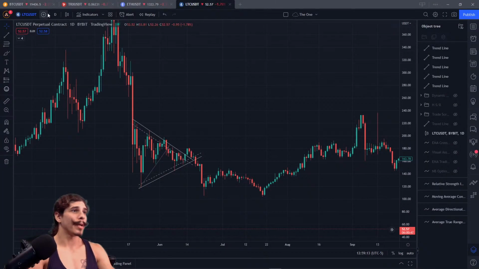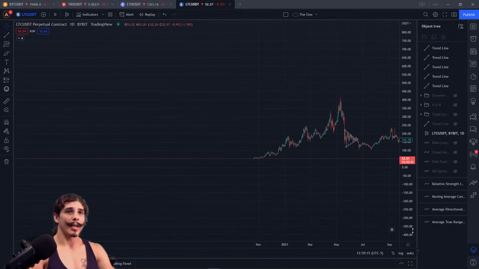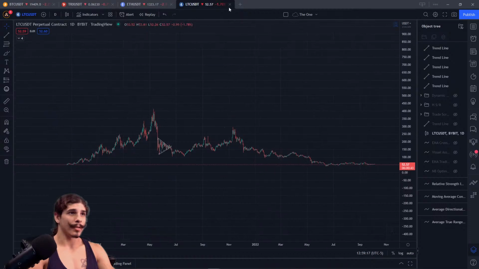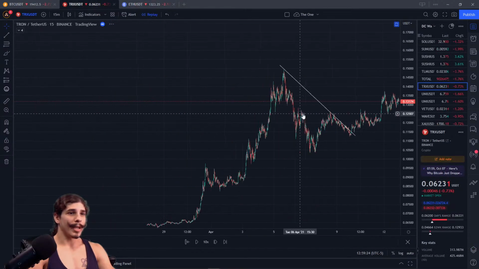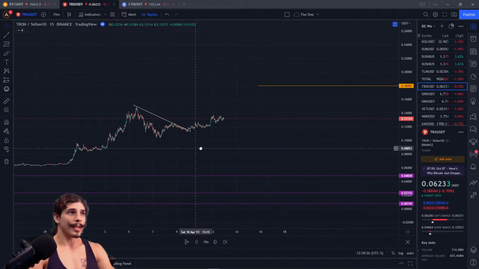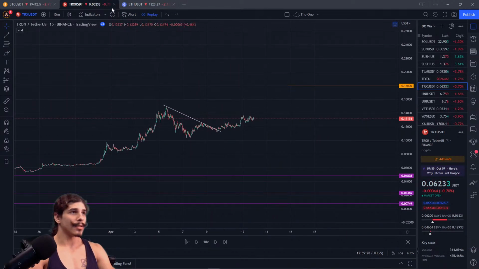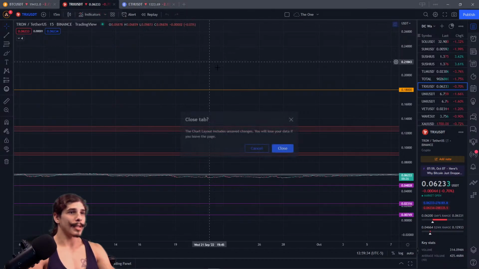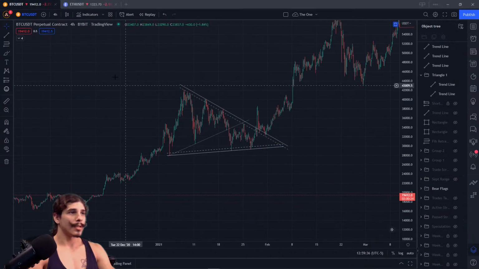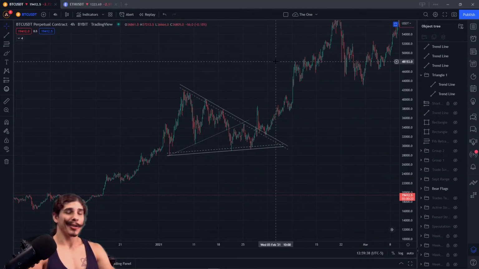So I'll move this out of the way now. I don't think I had any bear flags for us in Litecoin, so I'll go ahead and close that, get it out of my way. I don't think I had any flags in TRX to show, so I'll go ahead and close that. Let me exit the replay at least there. Okay, we're going to close that tab. So now we're back in good old Bitcoin.